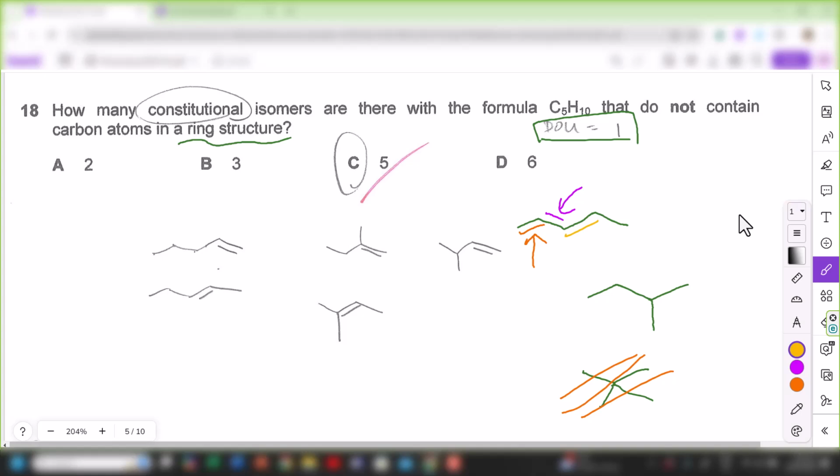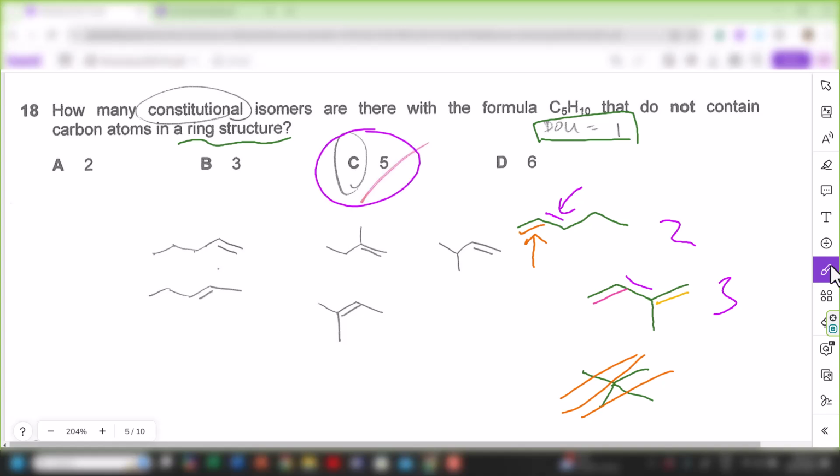But purple and yellow, are they the same thing? I think they are the same thing, right? So I'm just going to remove the yellow ones. Okay, so 2 positions for the straight chain. Then for the branch, potentially I can have 1 here, 1 here, and another 1 here. So that's 3. Altogether we have 2 plus 3, so the answer is 5.